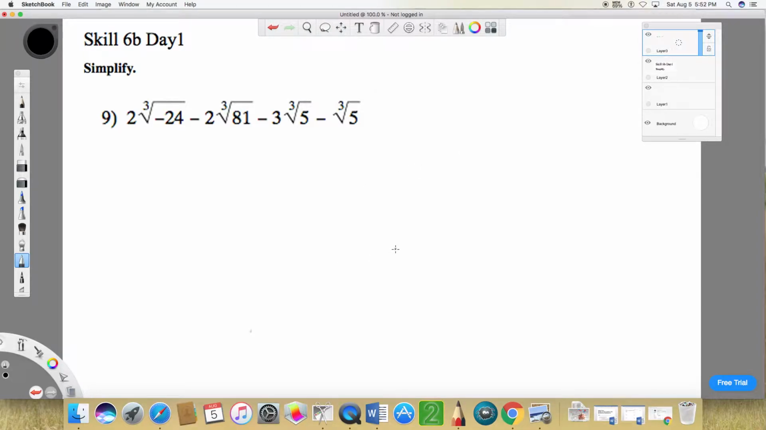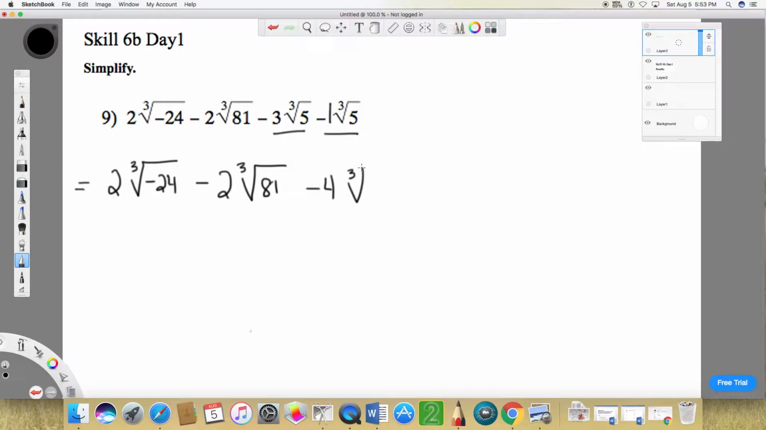So we've got 4 terms here, and we want to see if we can combine these. Now, right away, I see the last 2 terms are like terms. I will be able to right away combine those 2. But the way this is written, in the first 2 terms, I can't combine those yet, but I might be able to simplify them, and in the end, maybe they will combine with this last one. So I have 2 times the cube root of negative 24 minus 2 times the cube root of 81. And like I say, these two combine to minus 4 times the cube root of 5.